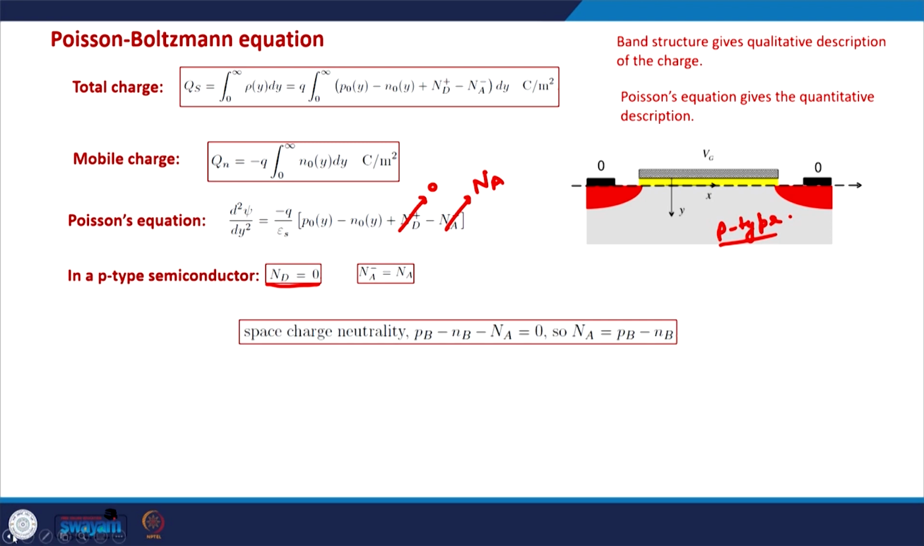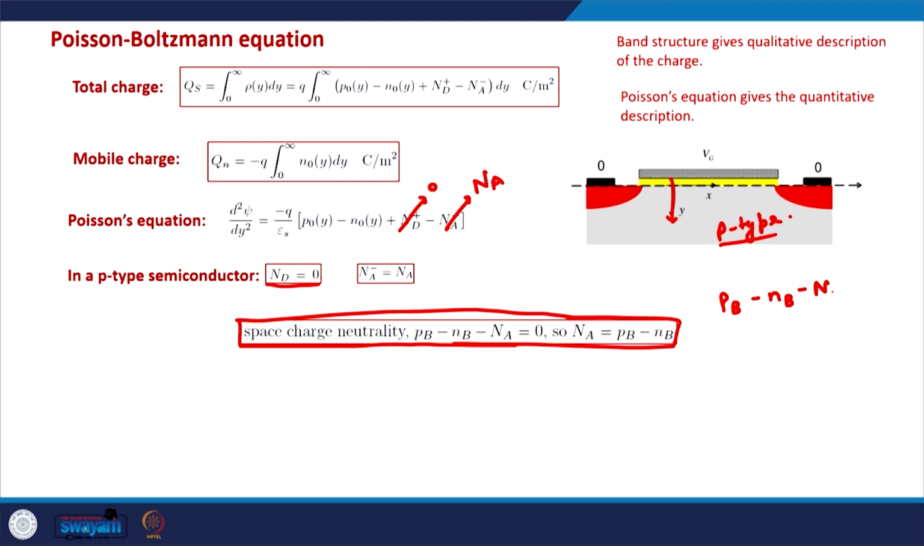In the bulk, which means deep inside the semiconductor, far away from the interface, we can assume space charge neutrality. Space charge neutrality means that the net charge because of the mobile charge and the static charge is 0. So the charge of holes is Pb, minus Nb is the electronic charge, minus Na is the charge due to acceptor atoms. So this should be 0. This should be 0, which means that Na, the acceptor atoms, are Pb minus Nb, where Pb is the bulk hole concentration, which means the number of holes per unit volume in the bulk deep inside the semiconductor. Nb is the bulk electron concentration, bulk electron density in a way, number of electrons per unit volume deep inside the semiconductor.